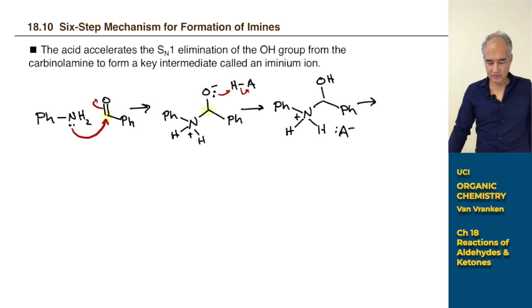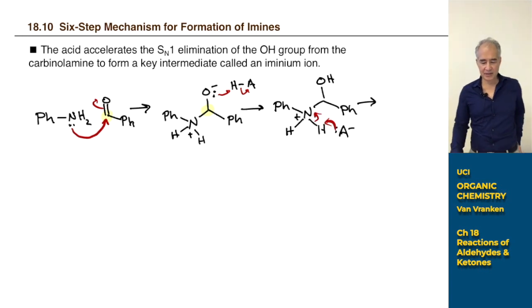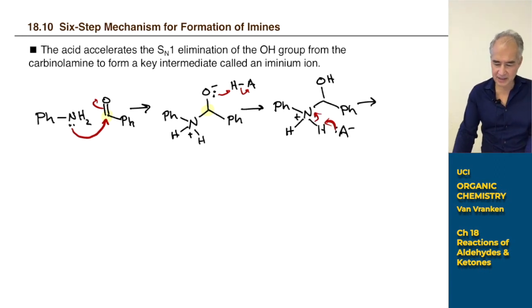All right, so we're almost 3 steps in. We're going to pull that proton off. I'm going to pull the proton off of this ammonium ion. And that's going to lead us to this neutral species called a carbinolamine.